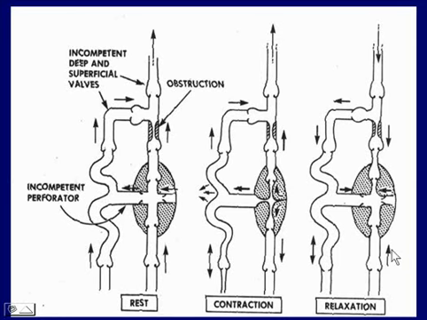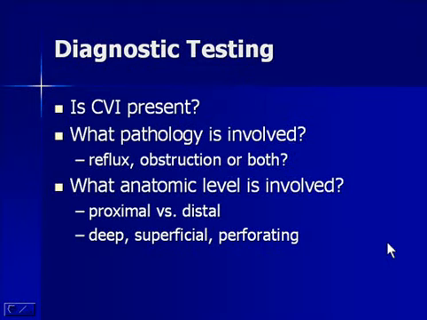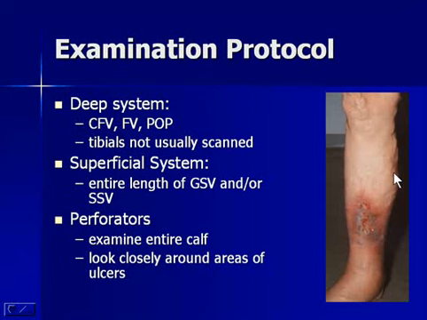So in the ultrasound departments or vascular labs, our job is to detect chronic venous insufficiency in these patients. When we evaluate for venous insufficiency, we have to figure out what kind of pathology is involved. Is it strictly reflux? Is there some DVT present? Is it a combination of both? And what anatomy is involved? Is it the superficial, deep, perforating veins, proximal, distal? All those questions have to be answered by ultrasound.